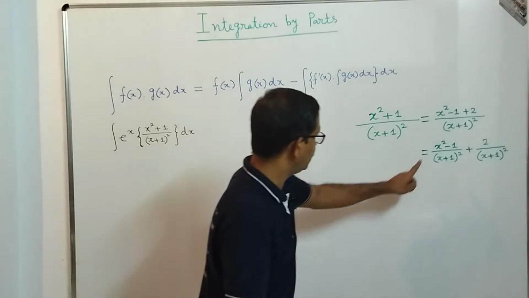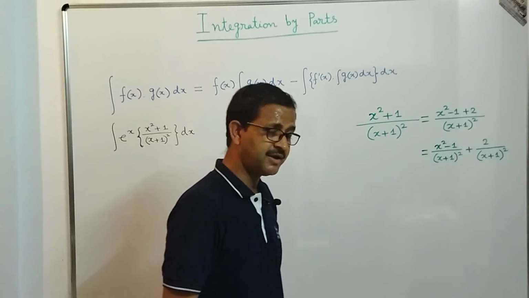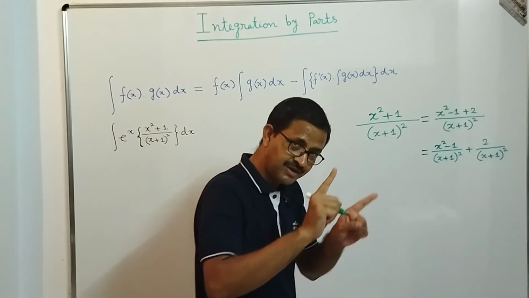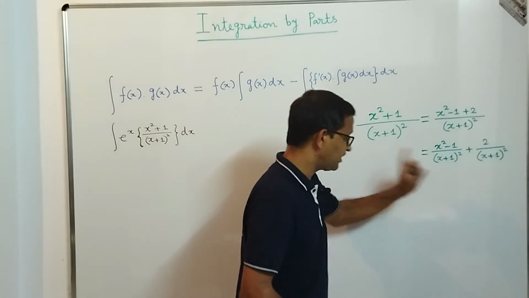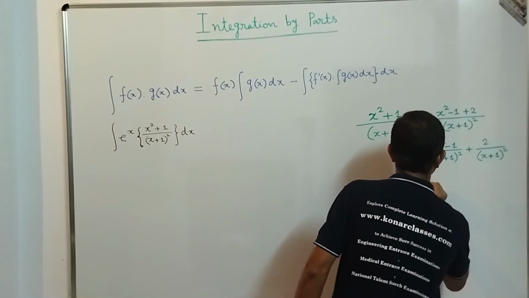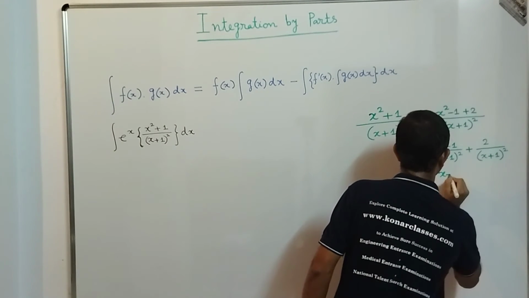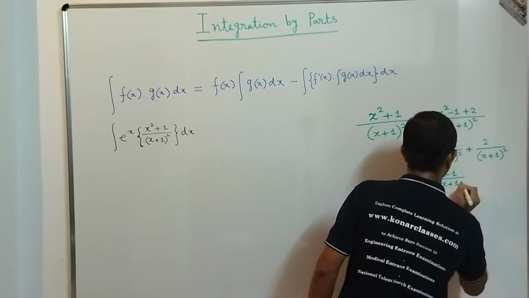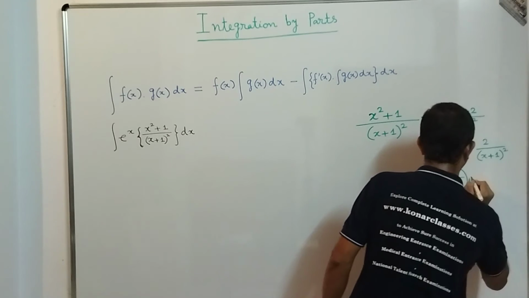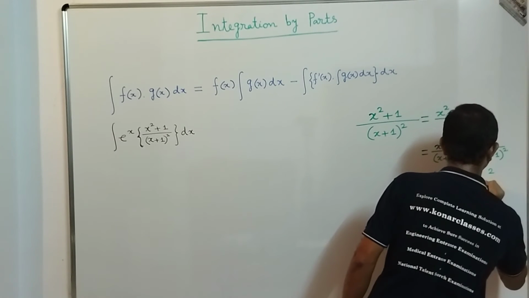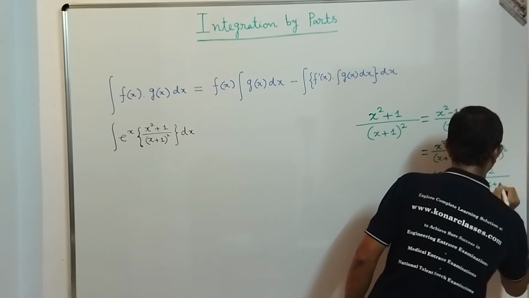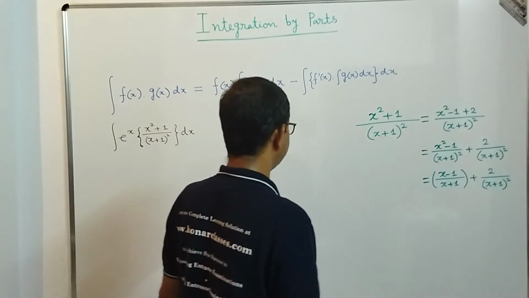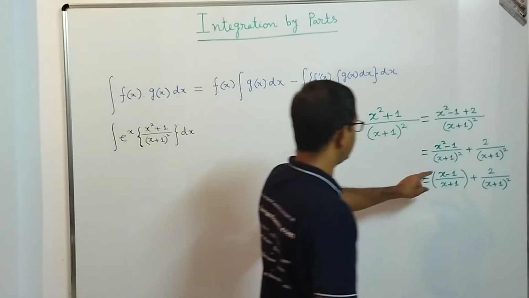Okay. Now if we look into this one, that (x² − 1)/(x + 1) whole square, so x² − 1 is what? (x + 1)(x − 1). So one (x + 1) would get cancelled. So we will be left with (x − 1)/(x + 1). This is one thing, plus 2/(x + 1)². Okay. And we are able to cancel it because x is not equal to 1.